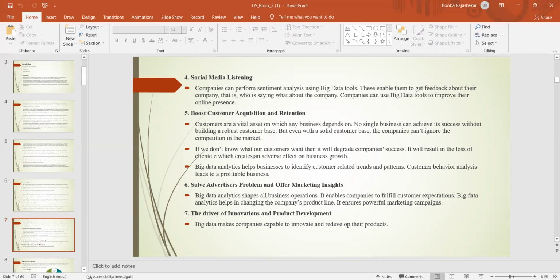Big data solves advertisement problems and offers marketing insights. Big data analytics shapes all the business operations. It enables companies to fulfill customer expectations. Big data analytics helps in changing the company product line. It ensures powerful marketing campaigns. Next one, the driver of innovation and product development. Big data makes companies capable of innovating and redeveloping their products.